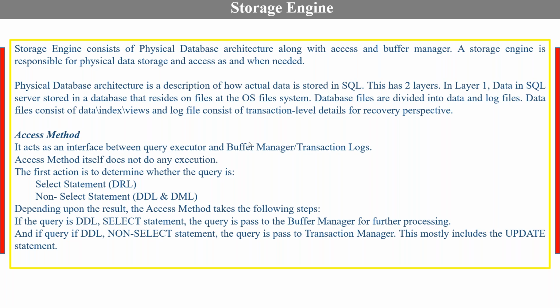When your query executor sends a request to the access method, we are performing two types of transactions: one is DRL, the other is DML or DDL, like create, alter, truncate, drop, or insert, update, delete. Based on what commands you are performing, your access method will work accordingly, depending on the request.